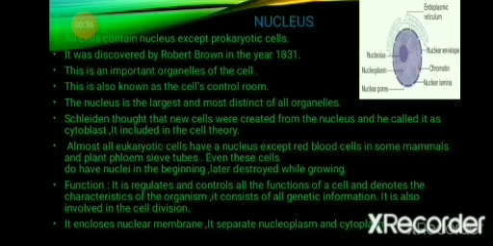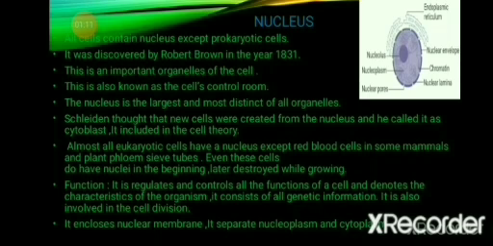Who discovered the nucleus? Robert Brown discovered the nucleus. Which year? 1831. This is an important organelle of the cell. This is also known as the cell's control room. The nucleus is the largest and most distinct of all organelles. I mean, the nucleus can be seen under a compound microscope also.